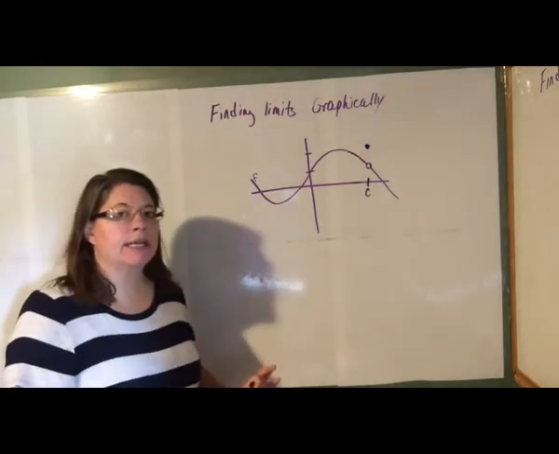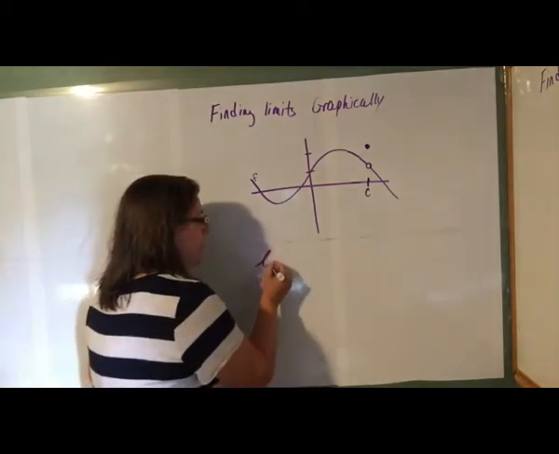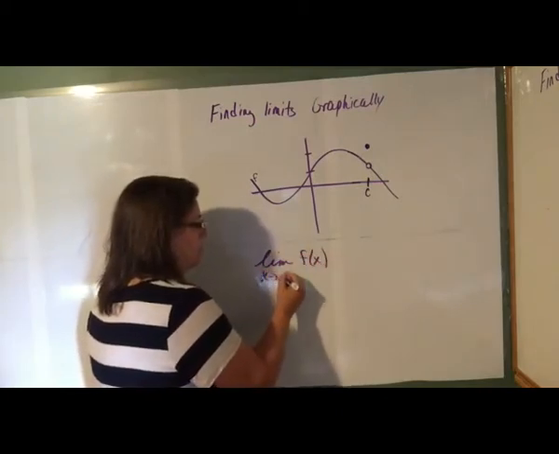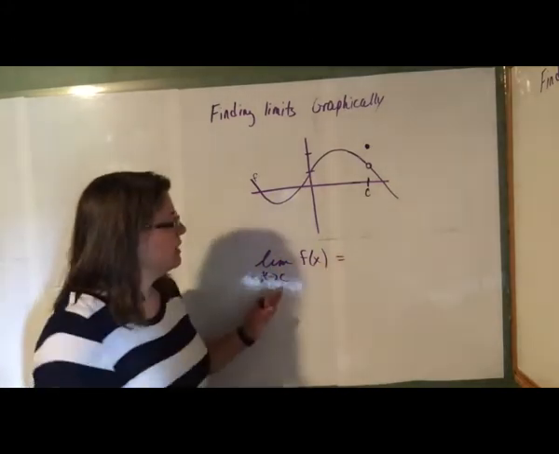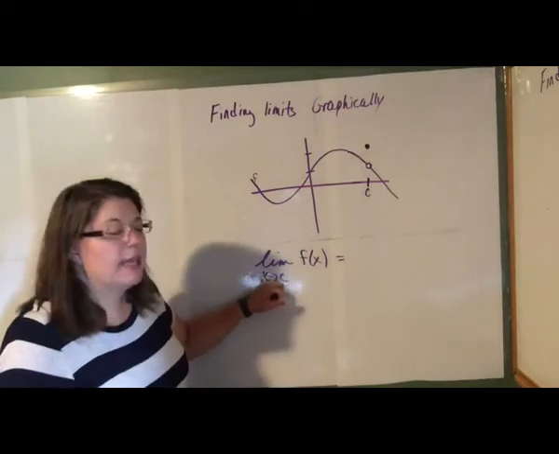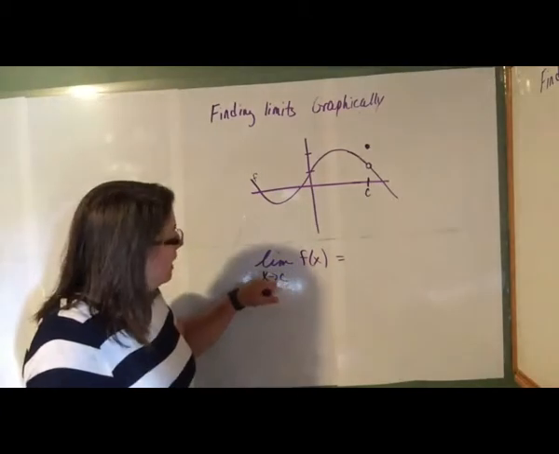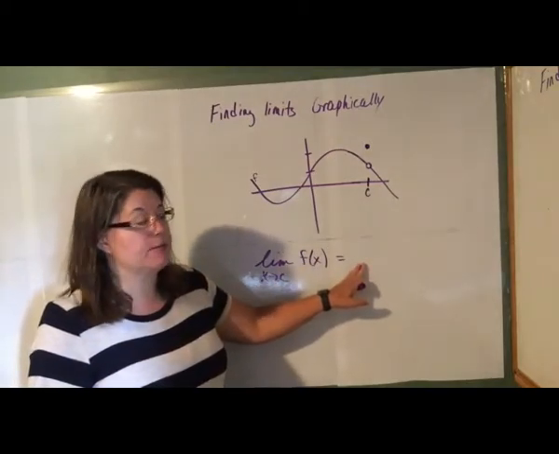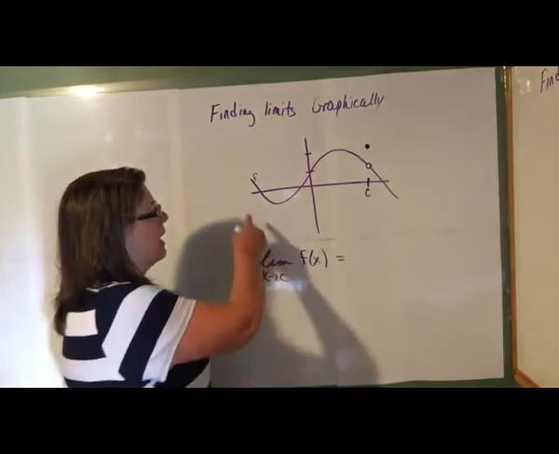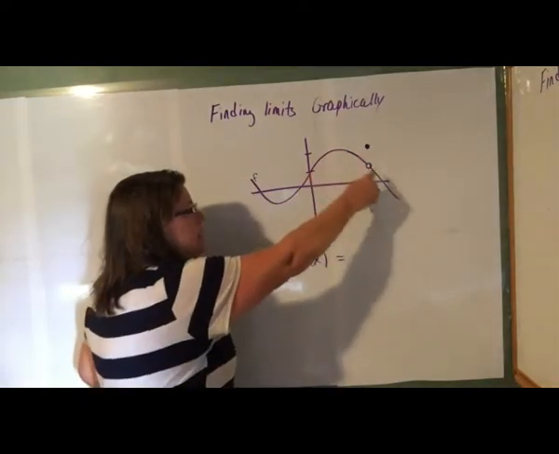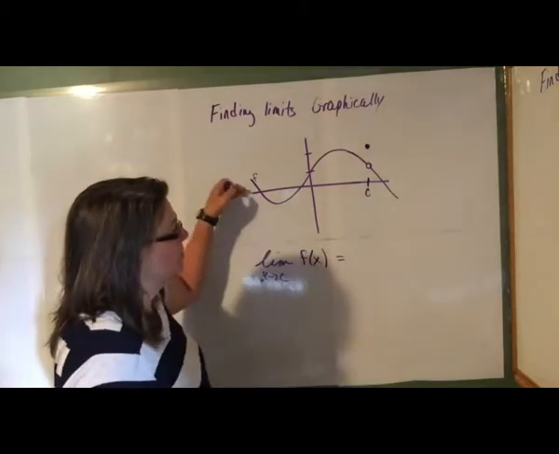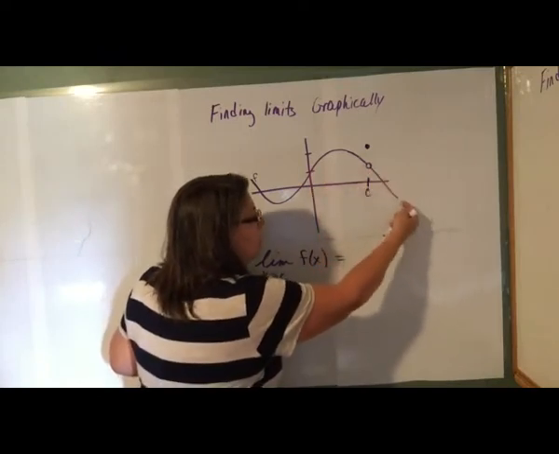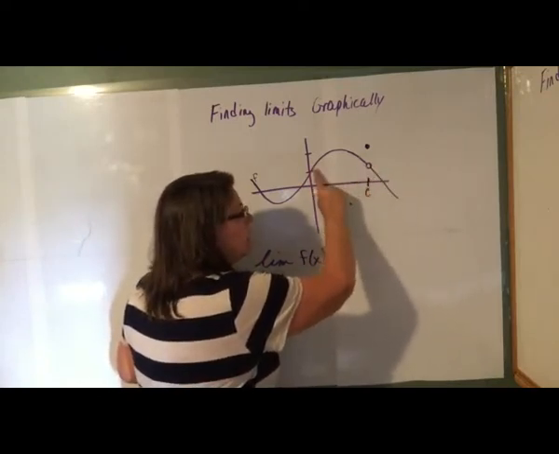If I write out in limit notation what I'm trying to find here, I'm trying to find the limit of f of x as x approaches c for this graph. So I'm trying to figure out what's happening from the left and the right of c. Is it the same? If it is the same from both sides, that would be my limit of the function. So if I look at this function, as x approaches c from the left, it looks like the y value would be 1, and from the right, it looks like the y value would also be 1.